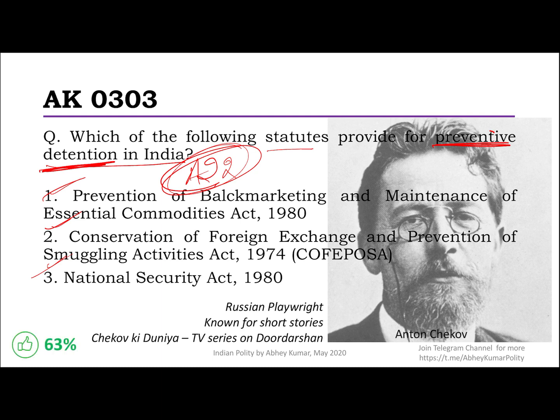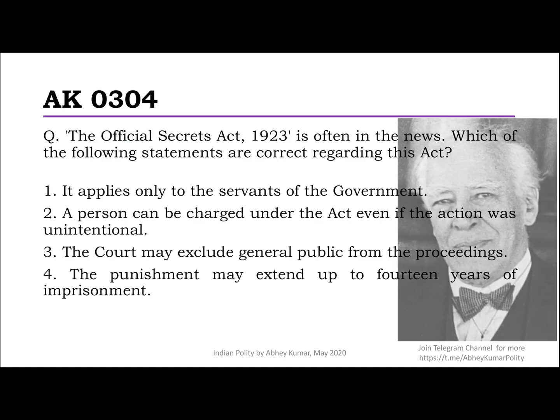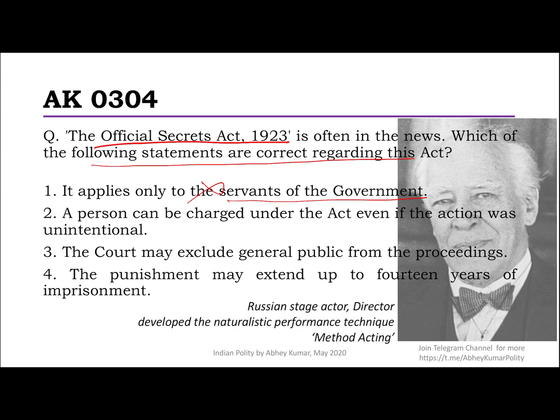So let's move on to the next question, and that is the Official Secrets Act. It has been a lot in the news. Which of the following statements are correct regarding this act? Okay, the first statement says that it applies only to the servants of the government. No, that's wrong. This is also a question which I thought you should know more from a learning point of view. So, second, third and fourth are correct. You just learn it, read it yourself.